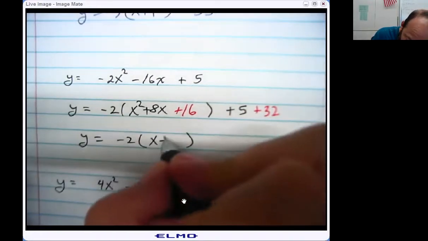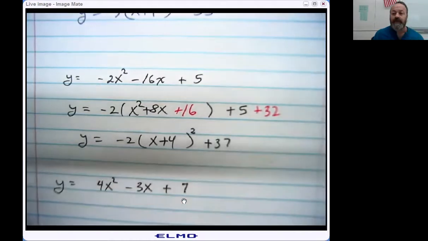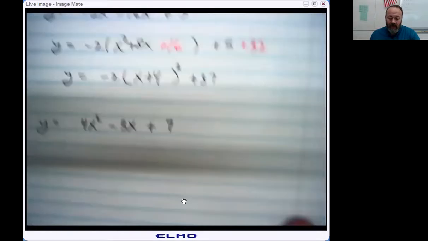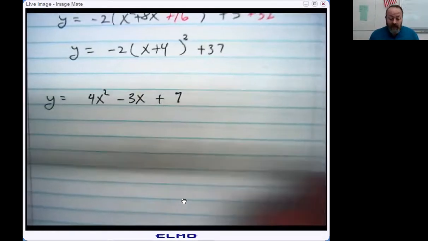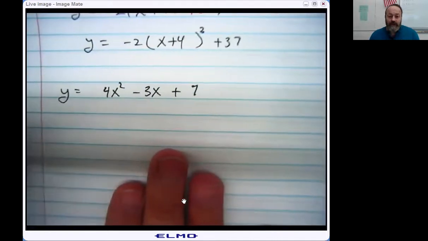Remember, when we cut that 8 in half, we got 4. And I now have my full story. And that's the vertex you should have had, or vertex form. Last question in this particular video. Again, please feel free to pause as you go so you can think through what's happening in there.